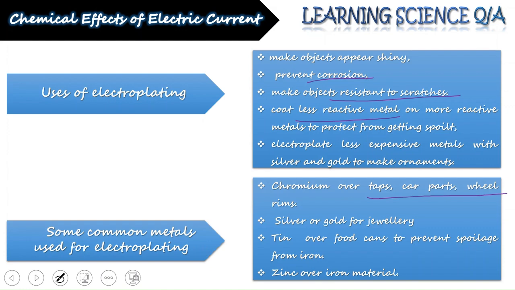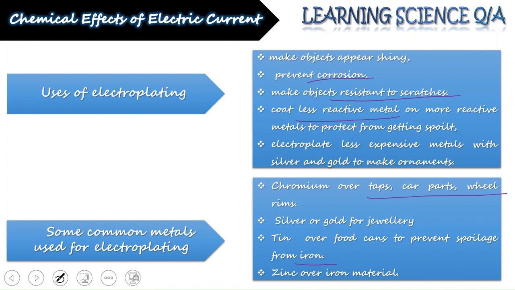Tin is coated over food cans, which are actually made of iron, to prevent the spoilage of the food material contained by the can. And zinc is more popularly coated over iron material to prevent rusting.